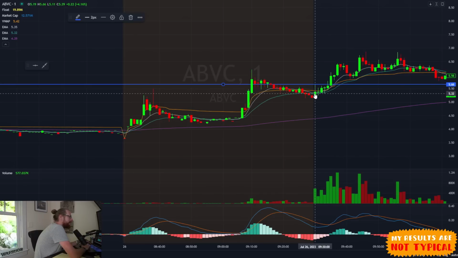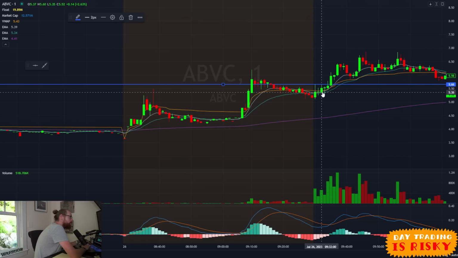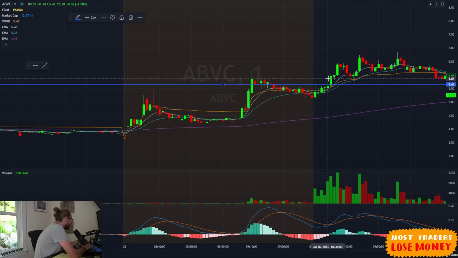of this first 1 minute candle. It was sort of struggling, but you know what? There wasn't a single red candle. 2, 4, 6, 8 green candles in a row. And as it squeezed up right here, I got back in.